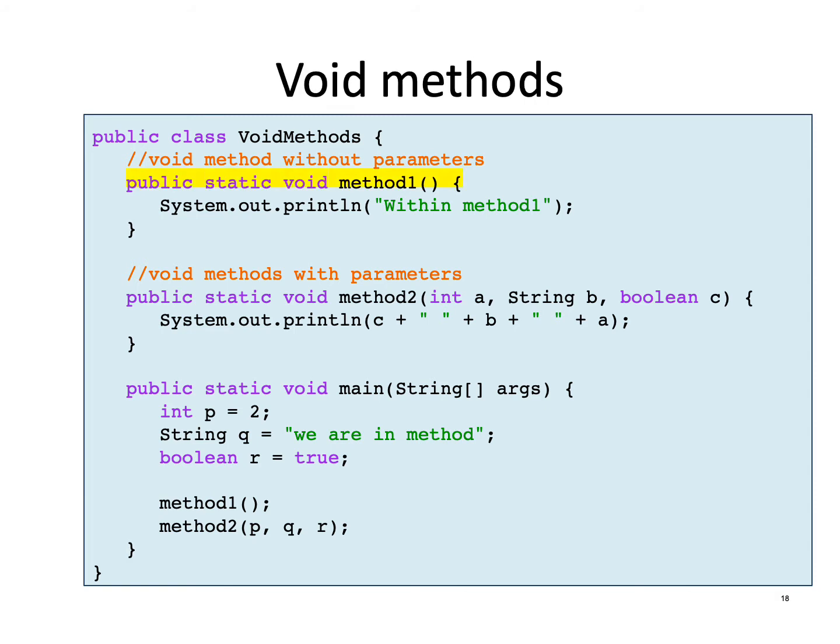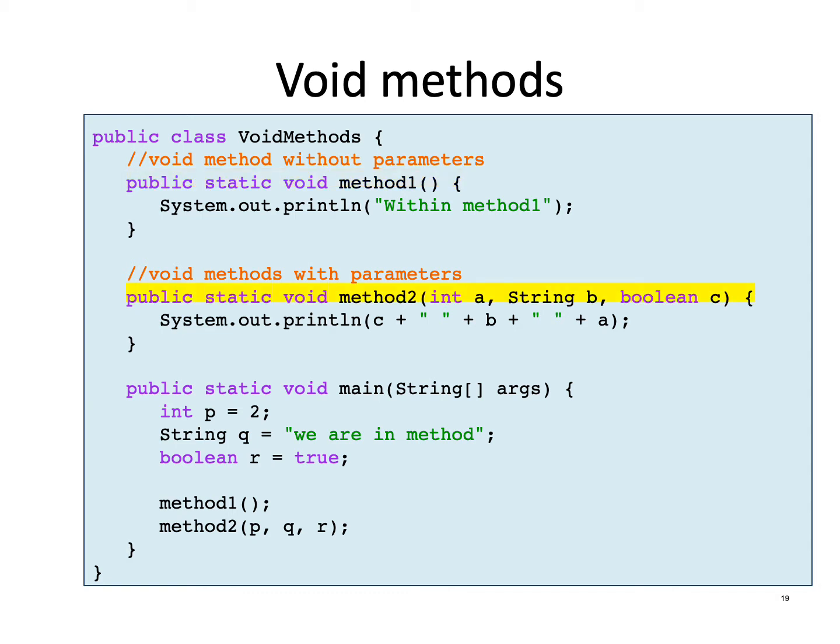The first method is public static void method1. This is the void method without parameters, where public static is the modifier, void means no return type, and the name of the method is method1.